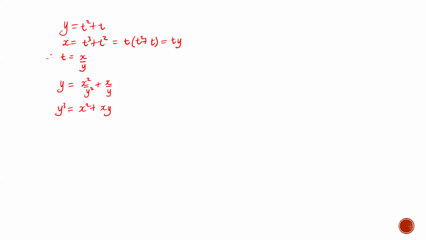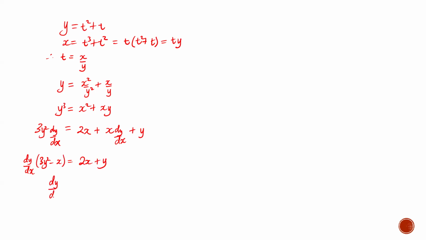Now we want to get dy/dx, so differentiate both sides with respect to x. On the left hand side we'll have 3y squared dy/dx. On the right hand side we'll have 2x, and xy is a product, so this is going to be x dy/dx plus y. So this is the derivative of the right hand side. How do we get dy/dx? We make dy/dx the subject. You have that dy/dx times (3y squared minus x) is equal to 2x plus y, and therefore dy/dx is equal to (2x plus y) over (3y squared minus x).